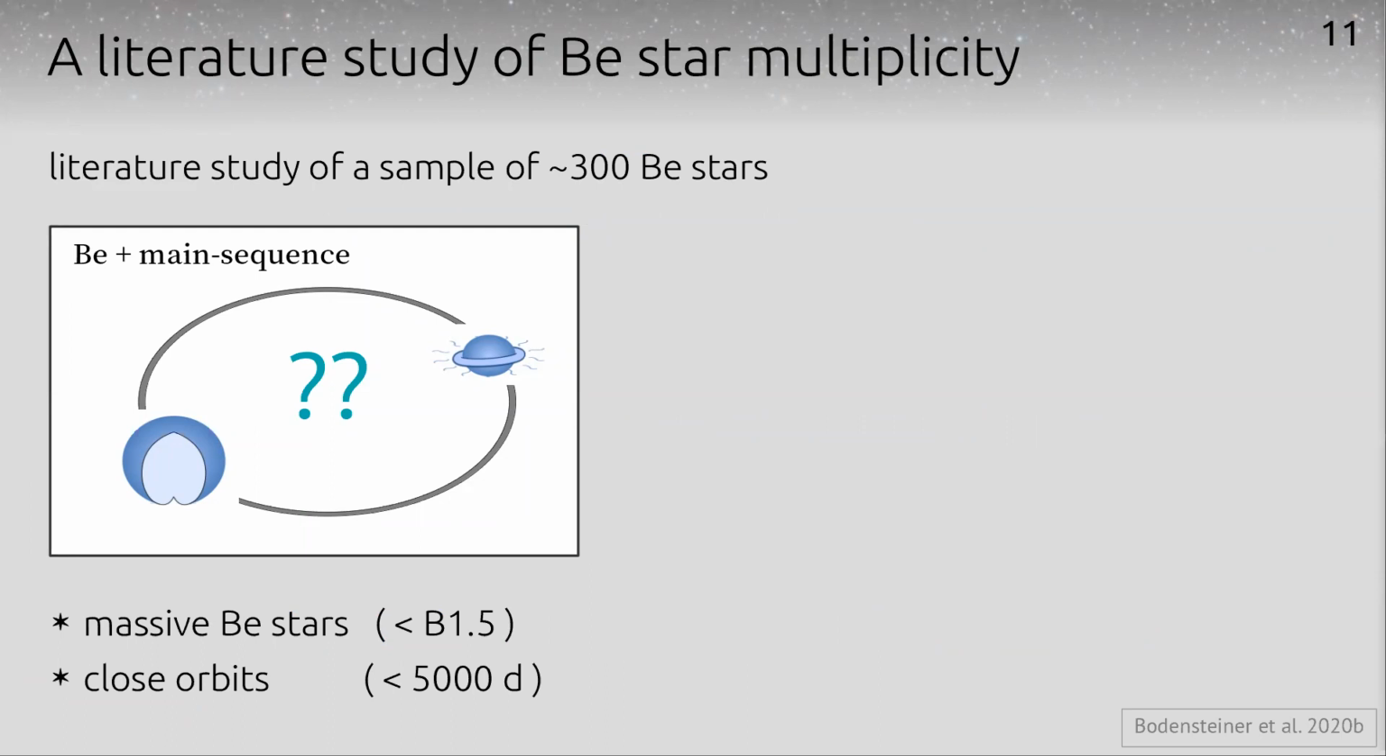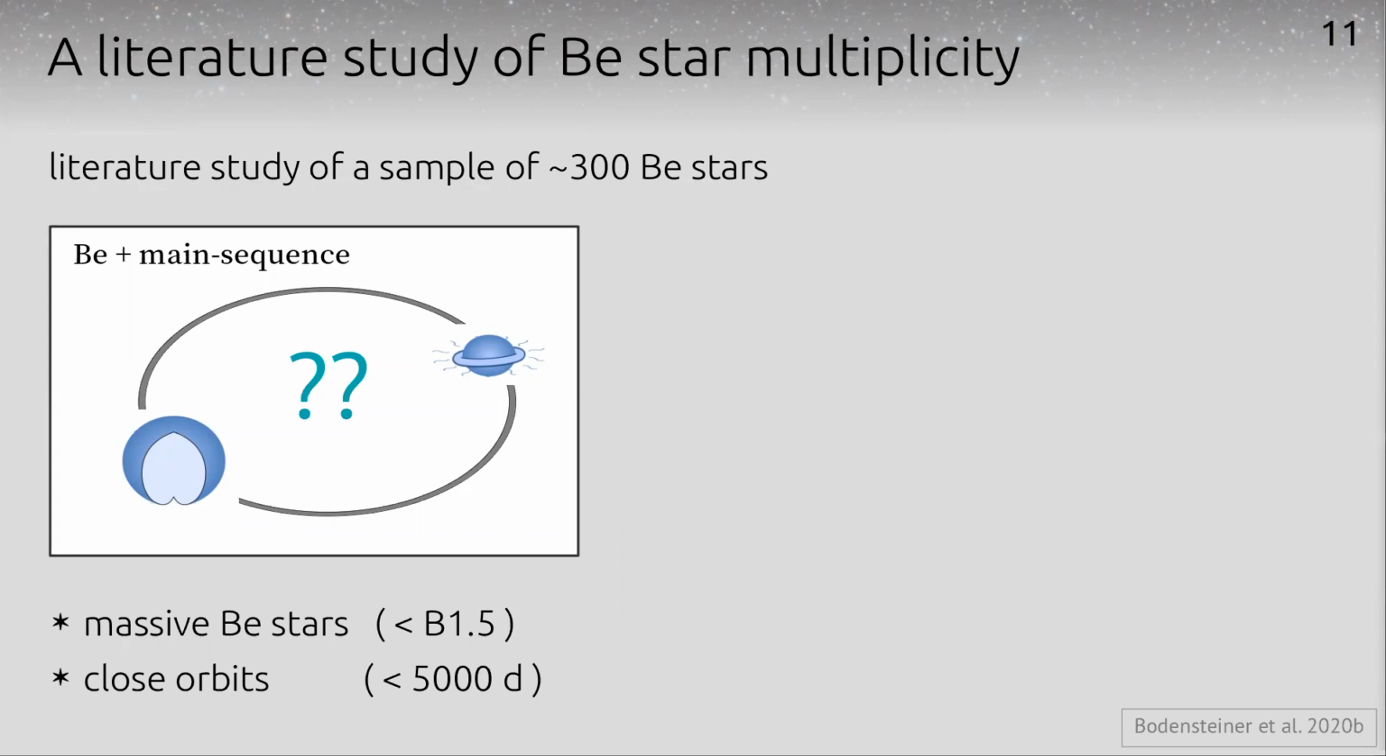So in order to test that, we did a literature study of a sample of around 300 BE stars. We selected the massive ones, which ensures that their previous companions were also massive stars, so they have exploded as a supernova. So we focused on stars of earlier spectral type than B1.5. And we looked in the literature to see if there are any reports of those stars on close orbits with a main sequence star companion. Of course, this doesn't take into account triples, which complicate the picture even more than the binaries already do.